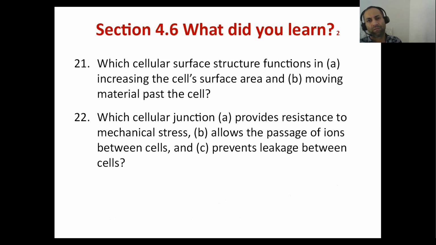Which cellular surface structure functions in increasing the cell surface area, moving material past the cell membrane? Villi and microvilli. Which cellular junction provides resistance to mechanical stress? Desmosomes. Which allows the passage of ions between cells? Gap junctions.